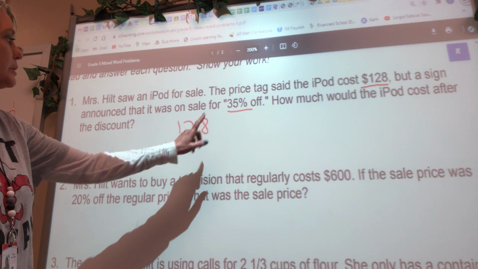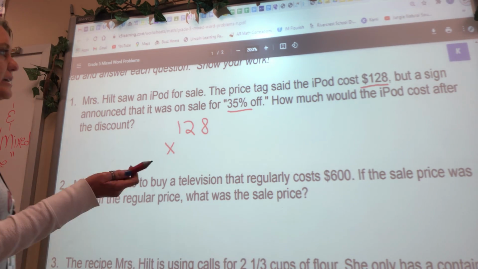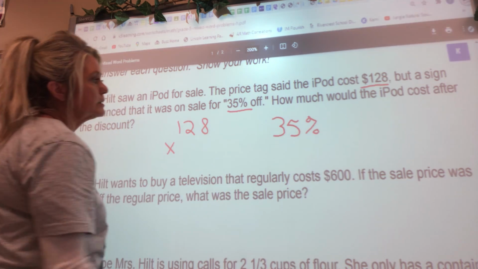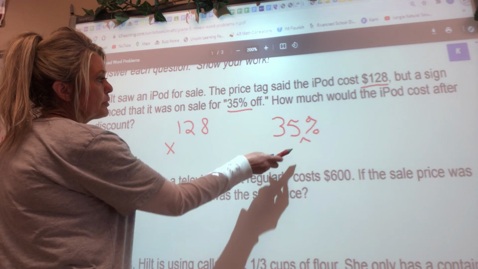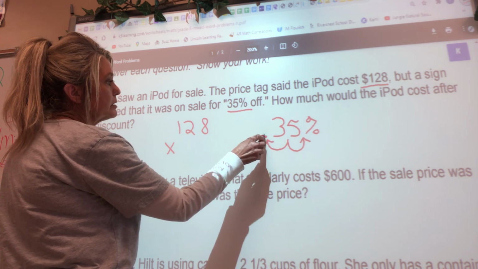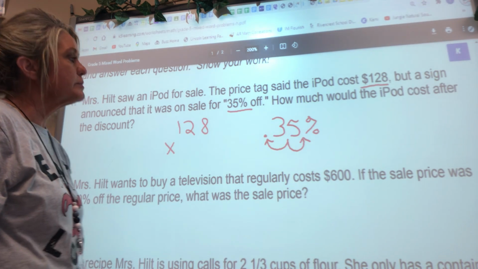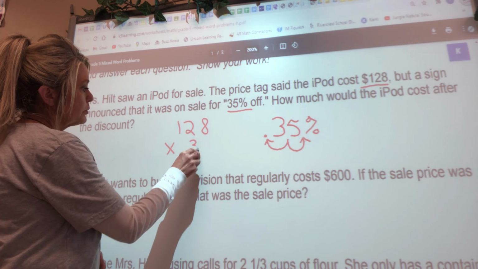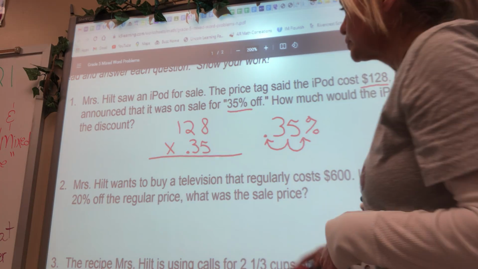If we were going to multiply, it doesn't make sense to multiply it times a percent, so let's change that to a decimal. Right now, we have 35%, so the implied decimal is here. If we're changing from a percentage to a decimal, we move 2 times because percents are based on 100, and that's 2 multiples of 10. So then we would have 128 times 0.35, and then we would just multiply as usual.